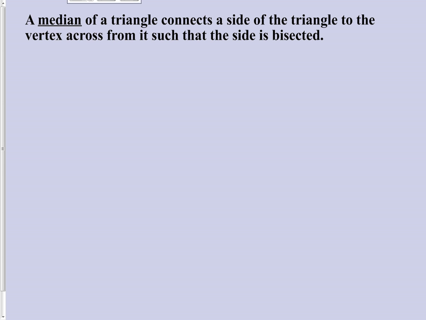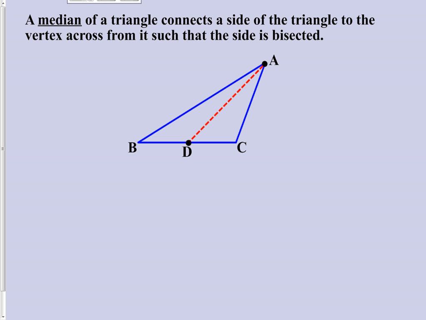Again, a median of a triangle connects a side of the triangle to the vertex that is across from it, such that the side is bisected. Hopefully you remember from our vocabulary back in the day, bisected means cut exactly in half. So let's take a look at this in a diagram. Here is a triangle. A median connects a side of the triangle to the vertex across from it such that the side length is bisected.